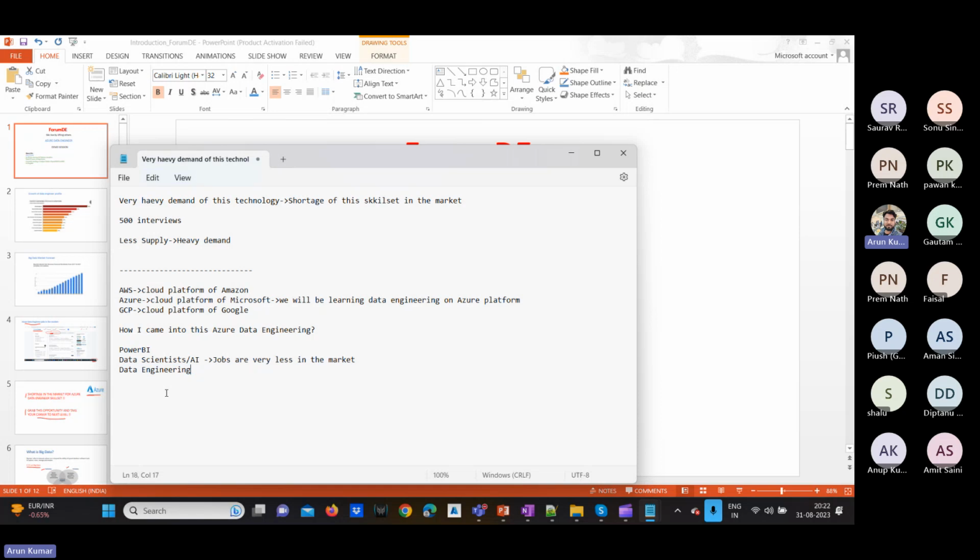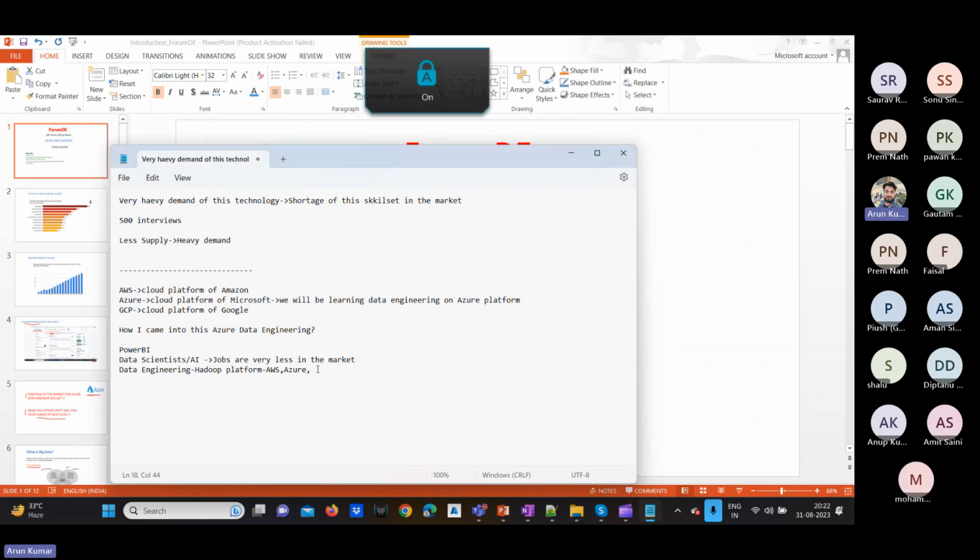Now, when I was preparing for this data engineering profile, earlier it used to happen on the Hadoop platform. If you might have heard about Hadoop, earlier data engineering was happening on that platform. But now all the companies are moving to cloud. There are majorly three cloud platforms in the market that I just explained: AWS, Azure, and GCP.